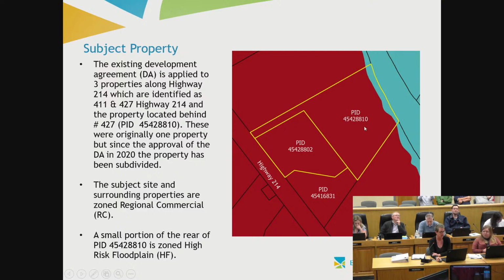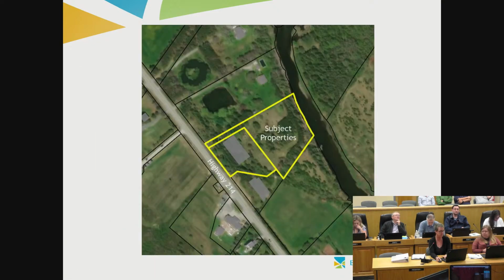The subject site and surrounding properties are zoned regional commercial, and a small portion of the rear of this property is zoned high-risk floodplain, but that's located over the edge of the bank down towards the 9 Mile River. You can see here aerial photography, and the building footprints have been overlaid, so you can see the location of those buildings.